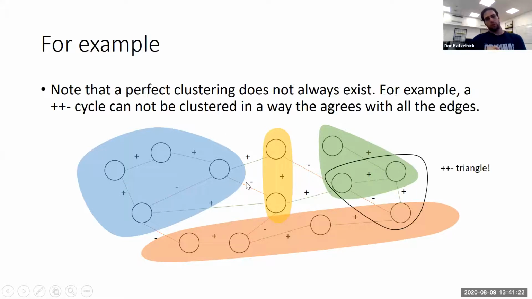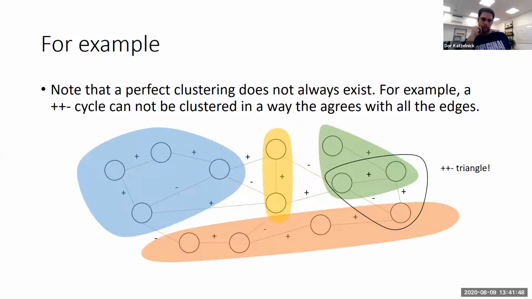It is important to notice that a perfect clustering does not always exist. For example, we can have this plus plus minus triangle, and no matter how you try to cluster the graph, you will always disagree with one of the edges. So we cannot always cluster the graph in a way that agrees with all the edges.